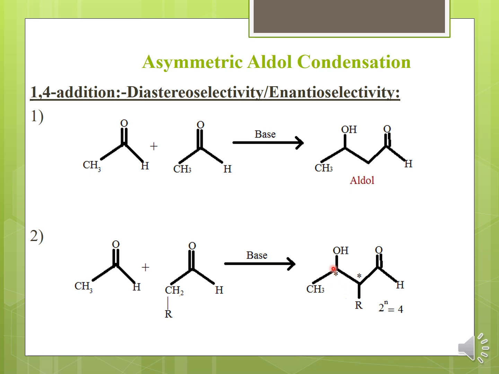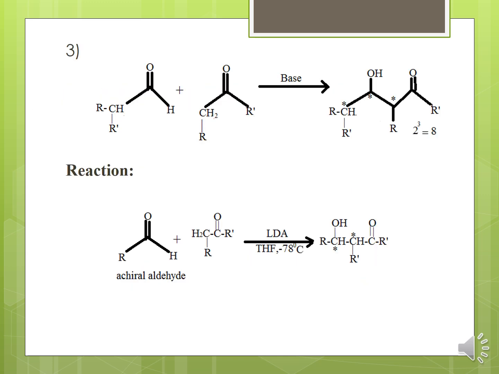So if you come to the product, you can see there are two chiral atoms generated. Okay, so 2 to the power n, where n equals 2, that is 2 twos are 4. Then moving on to the next reaction. Again you are taking one molecule of an aldehyde and one more molecule of a ketone. In the presence of a base, if you do the reaction, 3 chiral atoms are generated, that is 2 cube, which is 8.